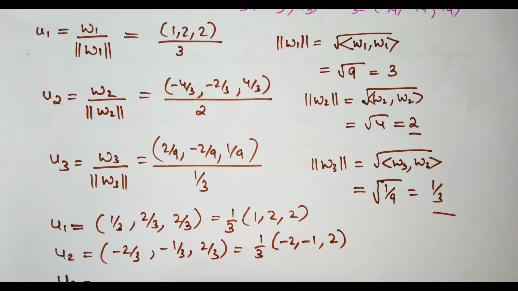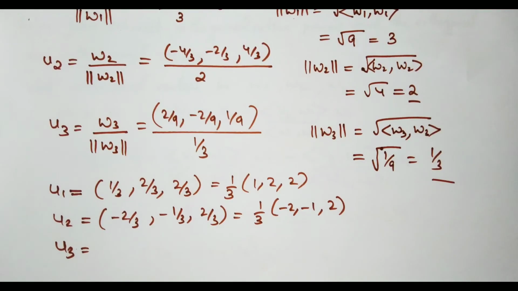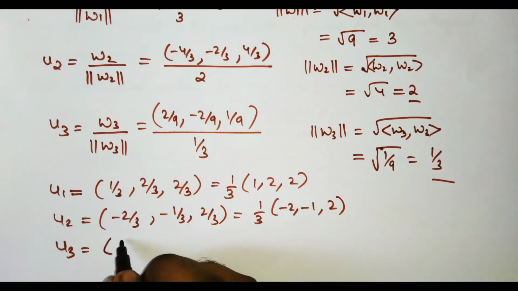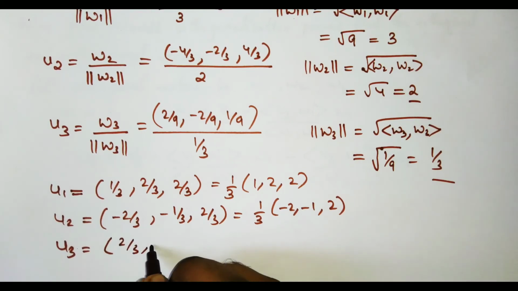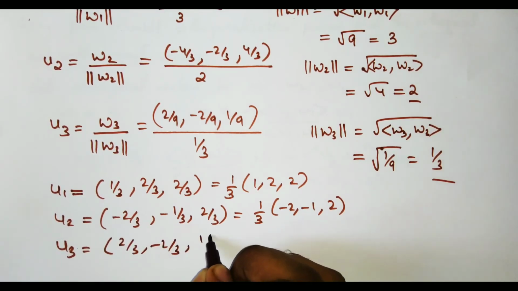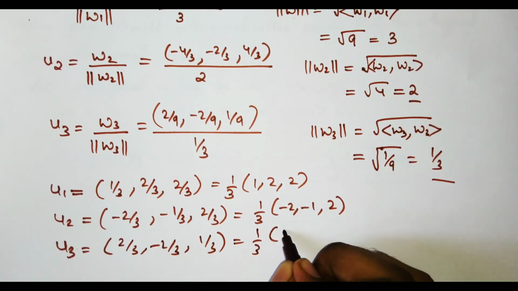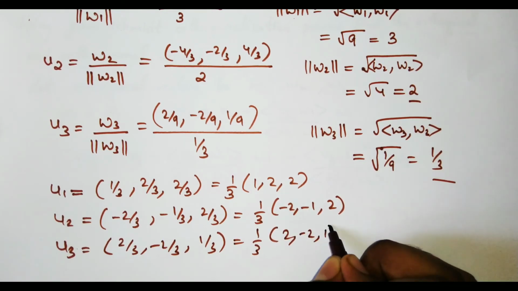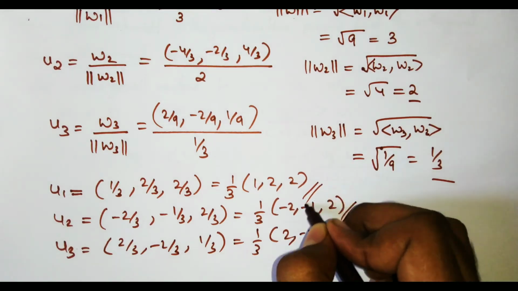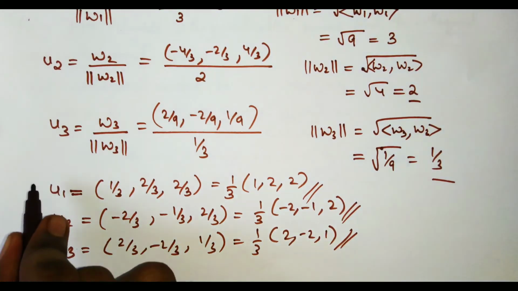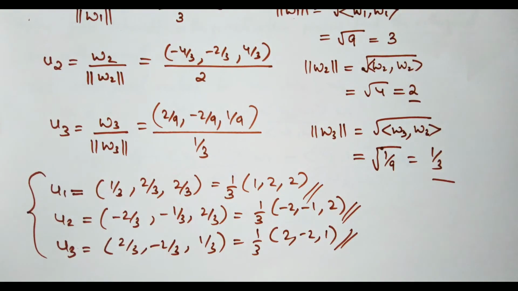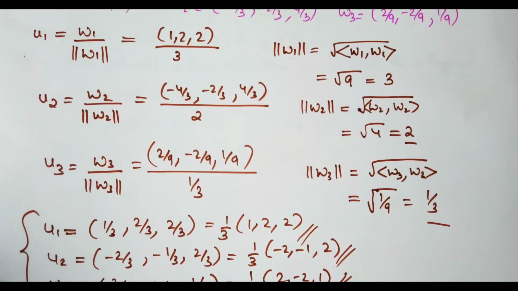Then u3 is equal to (2/3, -2/3, 1/3). You can take 1 by 3 outside, so you will get it as 1 by 3 of (2, -2, 1). So this is the final answer. That is nothing but the orthonormal vectors as well as the orthogonal vectors.